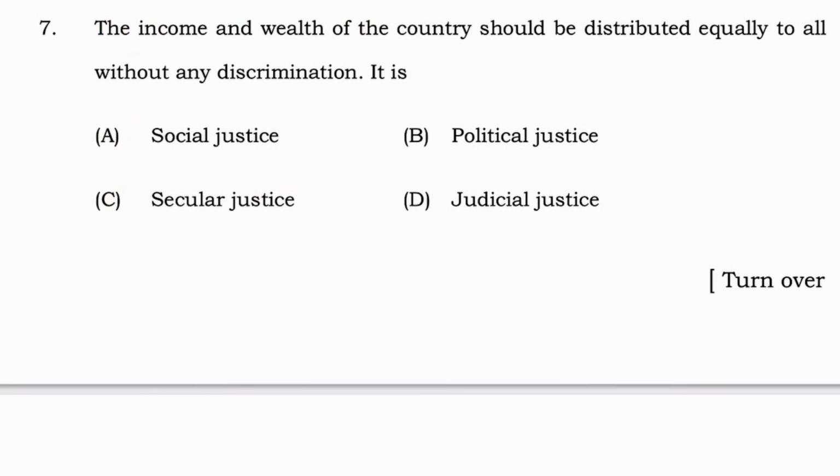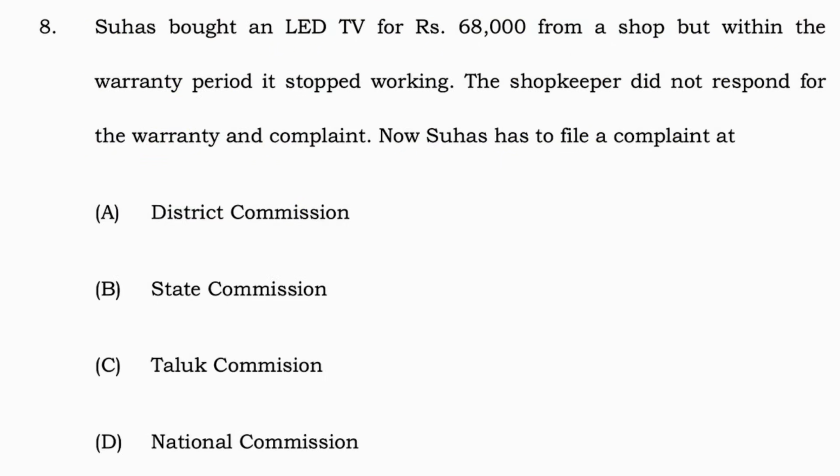Next, the 7th question. The income and wealth of the country should be distributed equally to all without any discrimination. It is: option A, social justice; option B, political justice; option C, secular justice; and option D, judicial justice. The answer is option A, social justice.